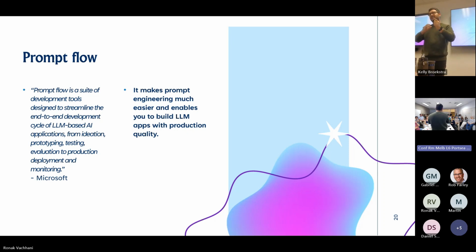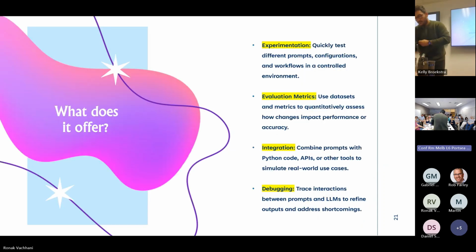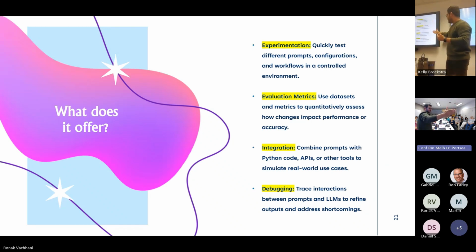But now how do I mathematically measure the performance of prompt A versus performance of prompt B? And this is just one example with one PDF file. What if I have 10 PDF files? I have 10 prompts. I want to see which of my prompts is the best at my task mathematically. So what does it offer? So like I said, experimentation, evaluation, integration, debugging.